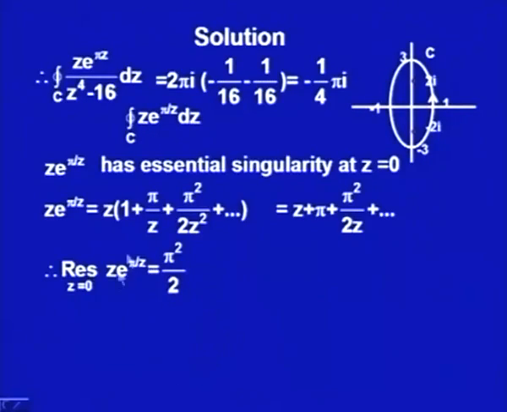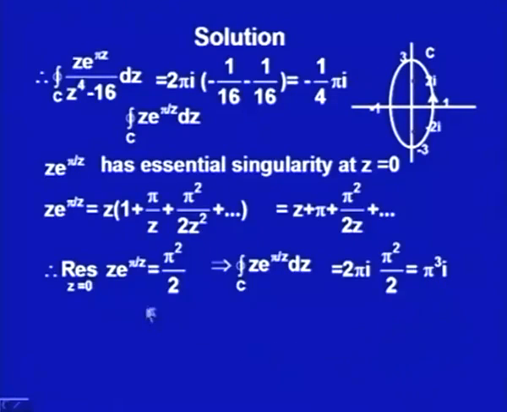So, what we have got is the integral of this function, because it has only a single isolated singularity point, using the residue integration method, it should be 2 pi i times the residue at that isolated singularity. So, the integral along this contour C of z e to the power pi by z dz would be 2 pi i into pi square by 2, that is, you are getting pi cube i.